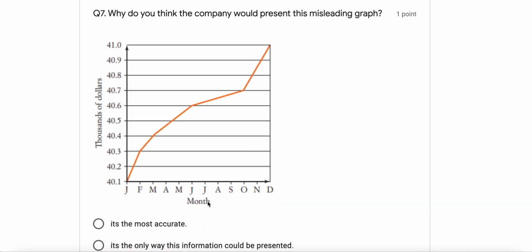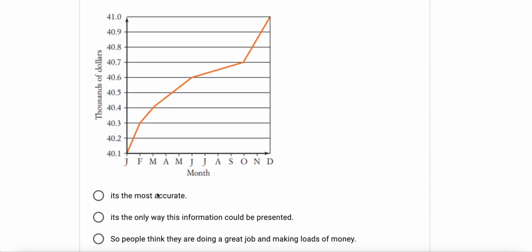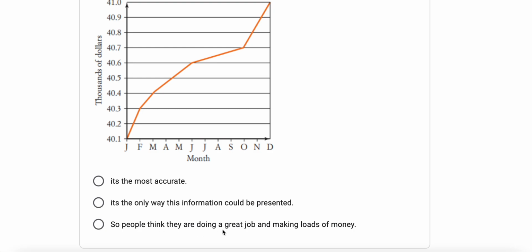Now, why do you think the company would present this misleading graph? Well, it's not because it's the most accurate. It's definitely not accurate. It's not because it's the only way this information could be presented. They could have easily made a y-axis that started at zero, and then they would have had a graph that increased much more gradually and was more accurate. Is it so people think they're doing a great job and making lots of money? Yeah, that's the reason why they do it.